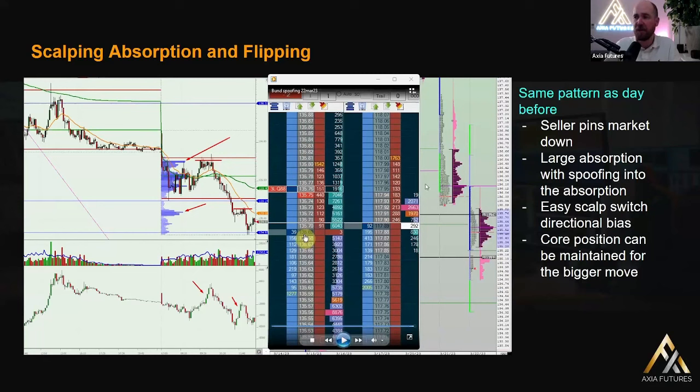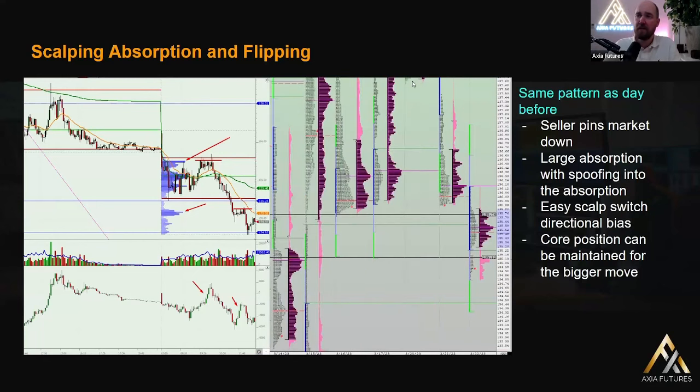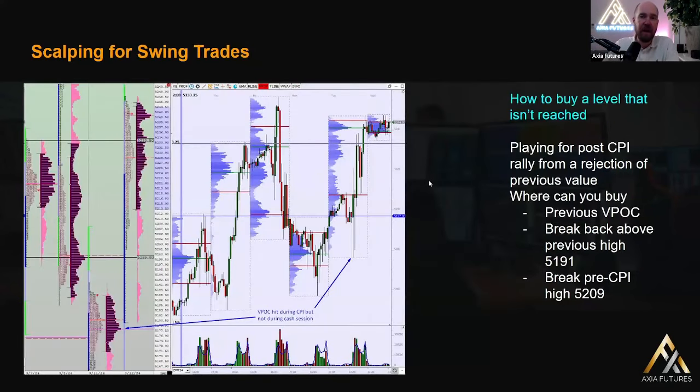So that's one example of using the Bund. We'll come on to the S&P now. And crucially with the S&P, what we're looking at here is a pre-planned idea and then being able to get into this trade and how you go about entering a trade. So what this is really down to is how do you buy a level that isn't reached?